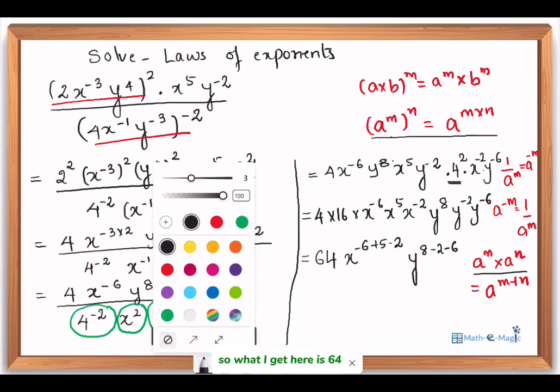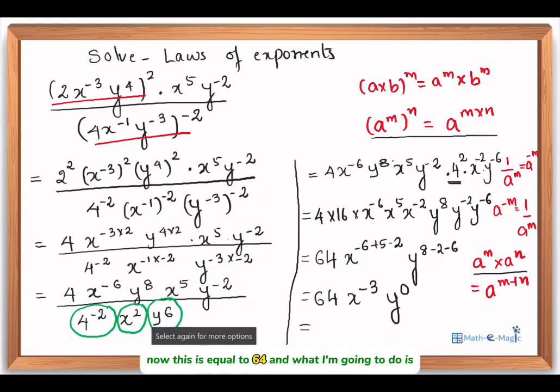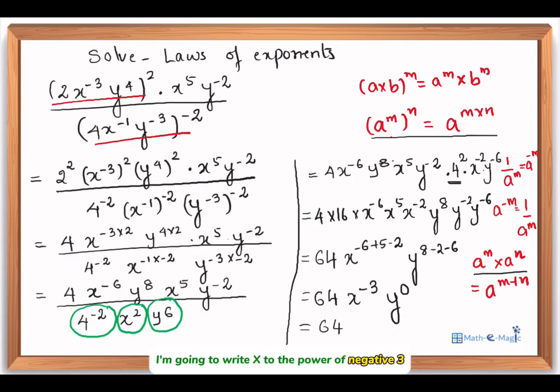So what I get here is 64. So minus 6 plus 5 will give me minus 1, and minus 2, that will give me x to the power of negative 3, and y, 8 minus 2 is 6, 6 minus 6 is 0. So I write y to the power of 0. Now this is equal to 64, and what I am going to do is write x to the power of negative 3 in the denominator as x to the power of 3. I am using this same law again here, that is a raised to the power of negative m is 1 upon a raised to the positive power. So I wrote it in the denominator with a positive power.